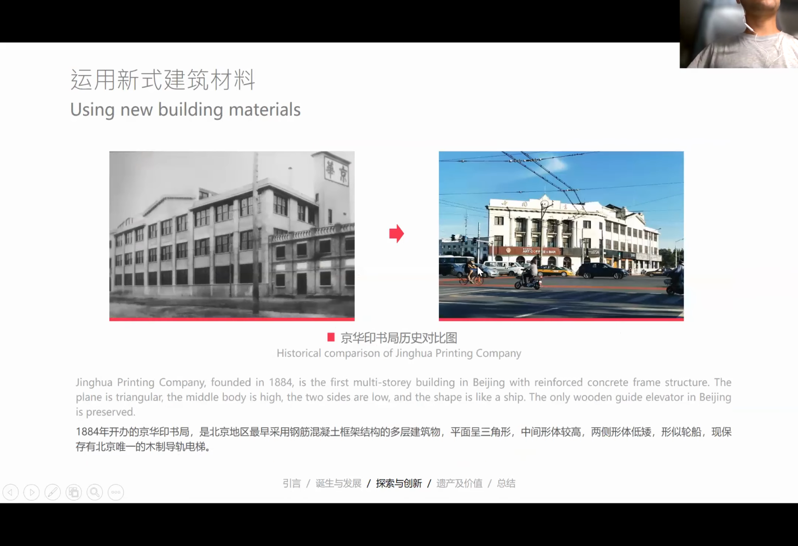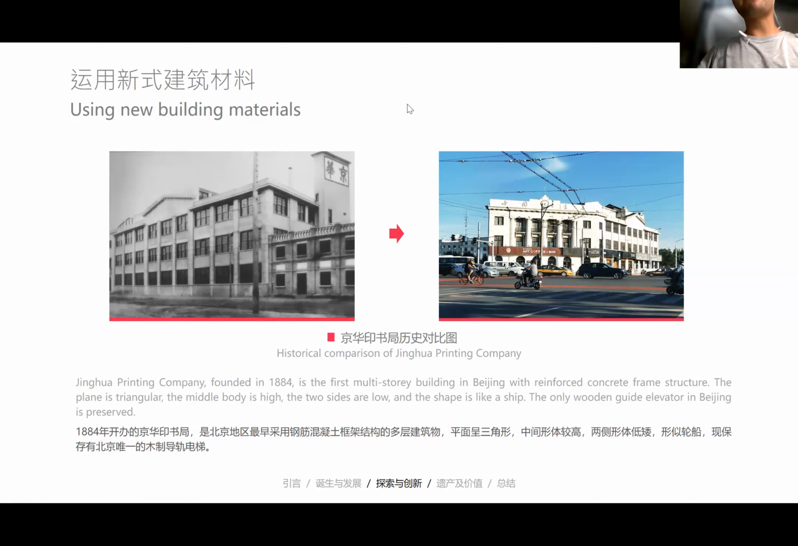Okay, the third is the use of new building materials. This is the Jinghua Book Printing Company, and the left one is the historical image. This building was established in 1884 and was the first multi-story building in Beijing which adopts a reinforced concrete frame structure, with a triangular plan.